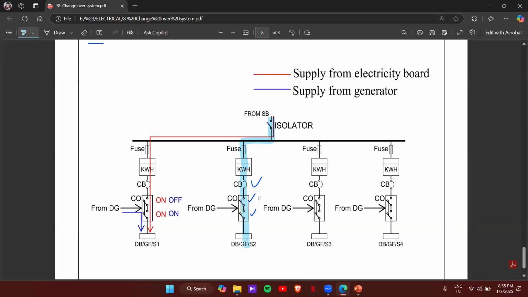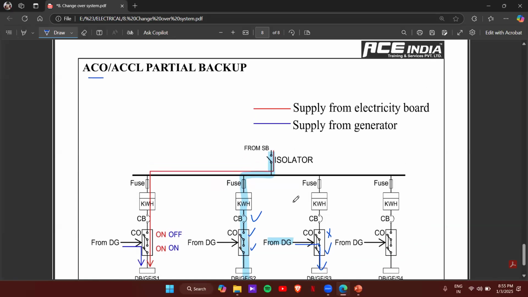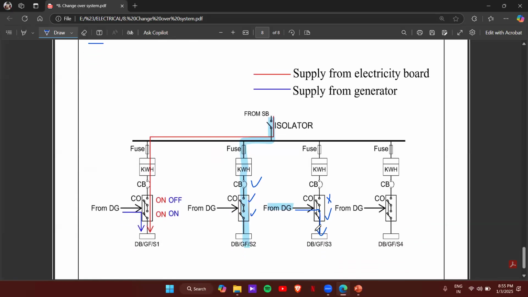And in the backup time, you can see that the supply is coming from the DG, from here. At that time, the first contactor will be in off condition and the second one will be on. So that supply will go through like this. And one thing to remember is that not all the connections will be connected. Only light loads will be given backup.